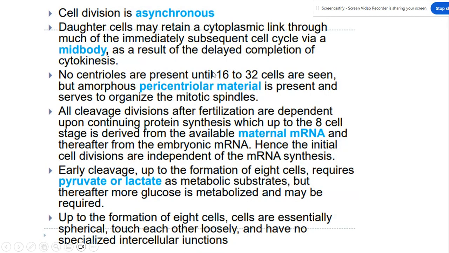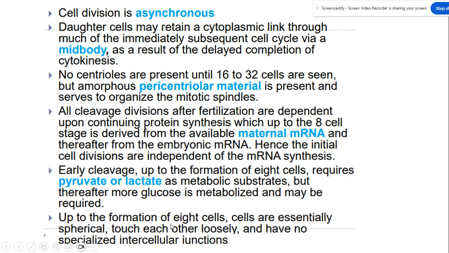No centrioles are present until 16 to 32 cells are seen, but amorphous pericentriolar material is present and serves to organize the mitotic spindles. All cleavage divisions after fertilization are dependent upon continuing protein synthesis, which up to 8 cell stage is derived from available maternal mRNA, right? And thereafter from embryonic mRNA, right? So the embryo has its own mRNA, but initially it's usually through maternal RNA, and that is until the 8-cell stage is achieved, right? We saw the 8-cell, then multiple cells, and then it implants, right?